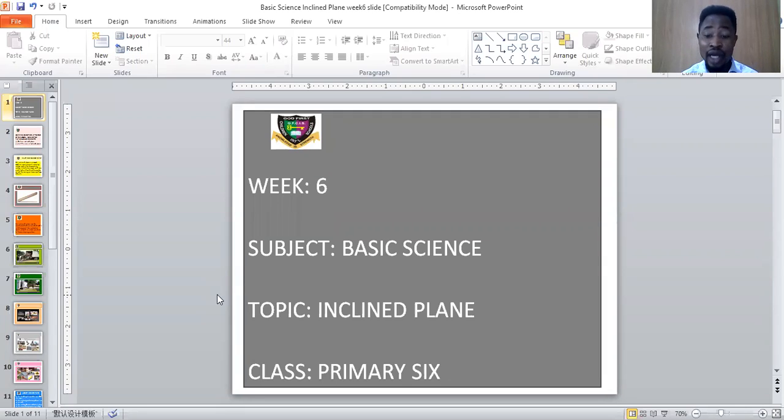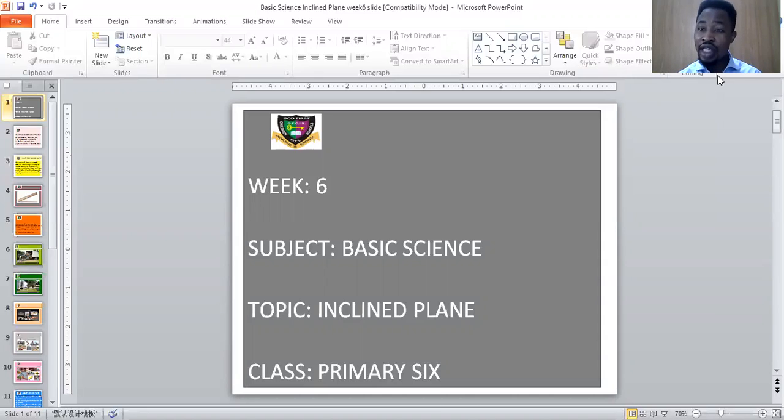If you remember that we have talked about simple machines, and I told you that simple machines are mechanical devices or things that we use either at home or in offices to make our work easier and faster. Examples are lever, inclined plane, pulley, wheel and axle, screw, and wedge. Those are the 6 basic simple machines that we have.